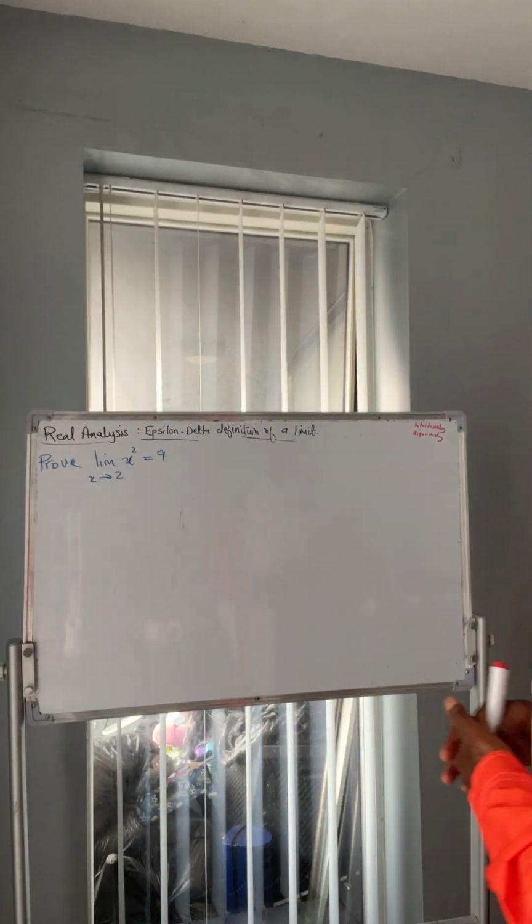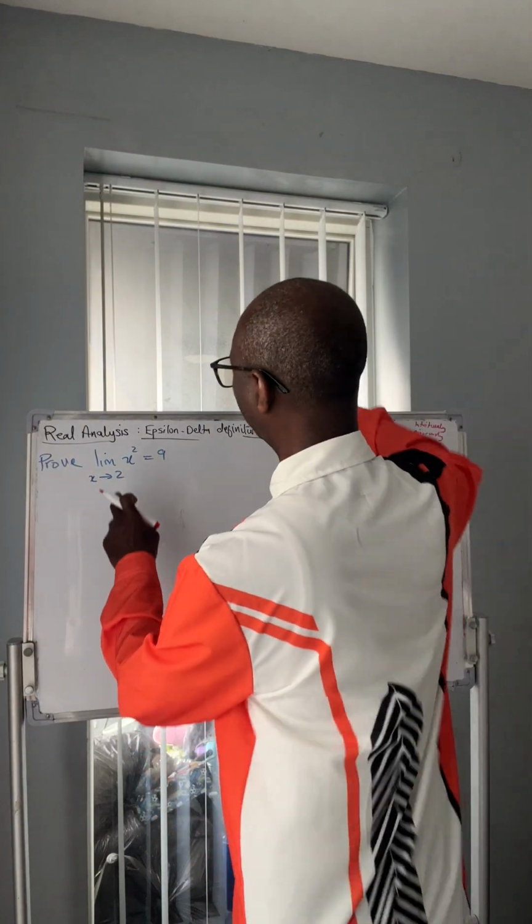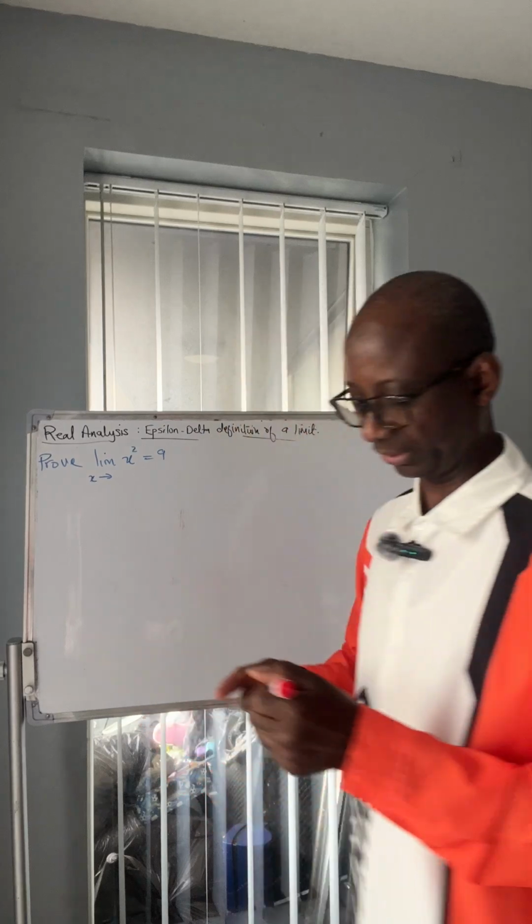Problem number 3 says prove that the limit of x squared as x approaches 2 is equal to 9. Sorry, is that x approaches 2? No, it should be 4. X approaches 3.